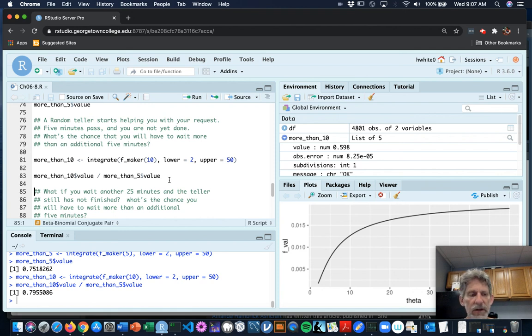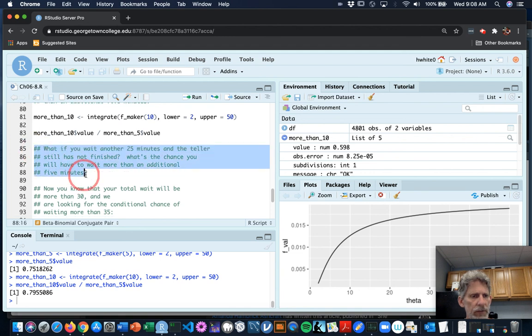This kind of makes sense. Since you've been waiting a while, it's now less likely that you got one of those tellers with a very small theta time. The tellers you're more likely to have gotten are the ones with bigger times, and so there should be a bigger chance of having to wait 5 more minutes. Makes sense.